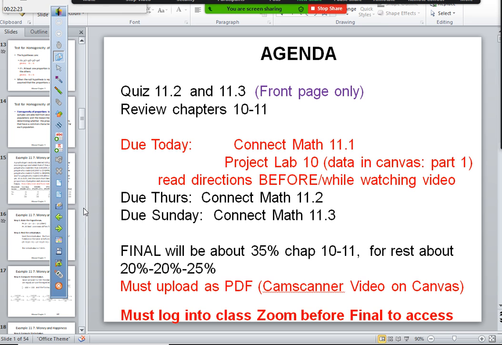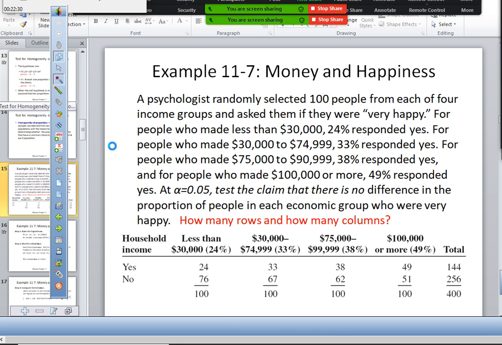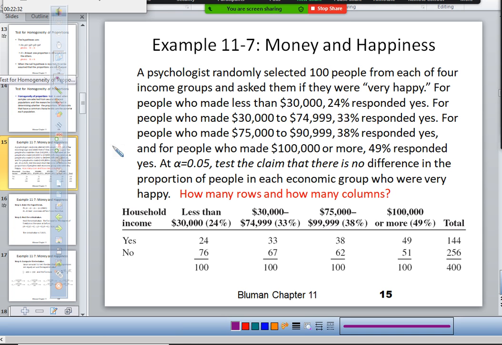So let me do an example with you guys. Here is the example: money and happiness. They checked with a bunch of people to see whether or not they were very happy, yes or no, and they took people from different samples, 100 people from each of these different income groups. So you'll notice this time they did take equal samples, 100 people from each income group to see if they're happy, yes or no.